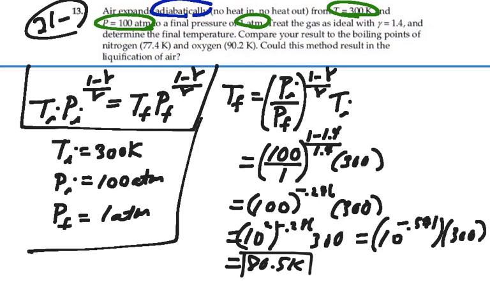That brings the temperature way down below the boiling point of oxygen, so you could liquefy oxygen. In this particular method, you wouldn't be able to liquefy nitrogen because that's lower than this temperature, but if you change your initial pressure, you could create a condition where you can lower the temperature to below 77.4 K, and then you'd be able to liquefy the nitrogen as well.